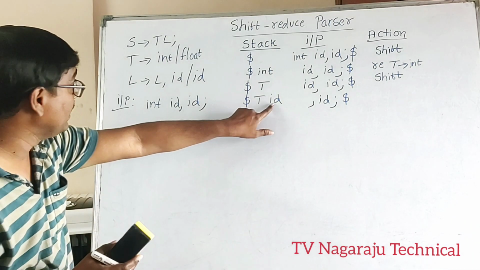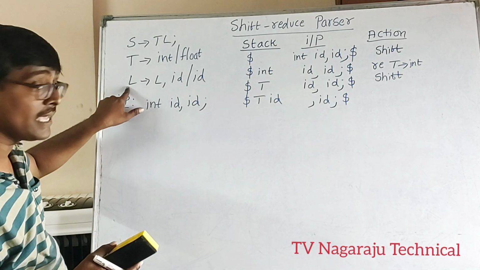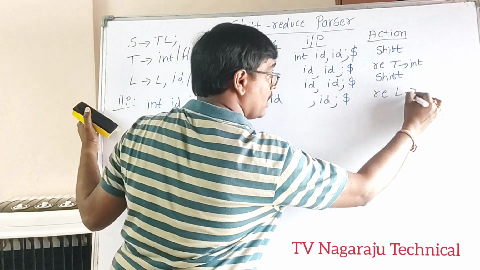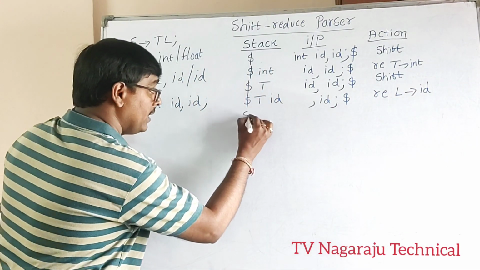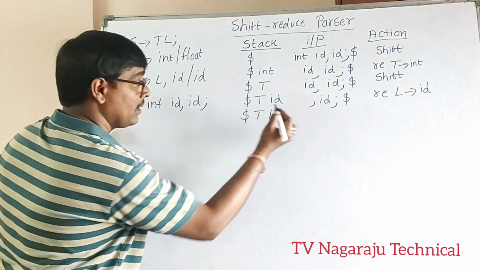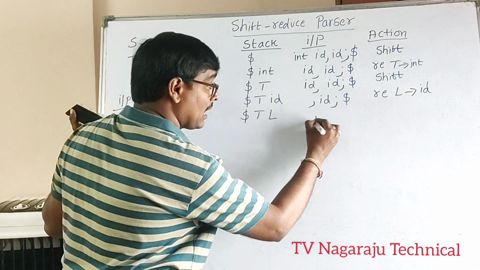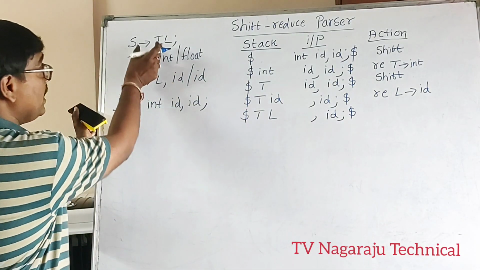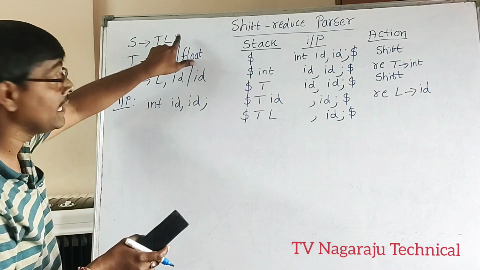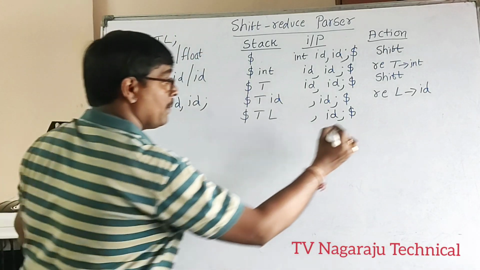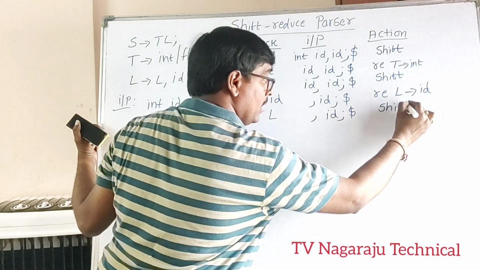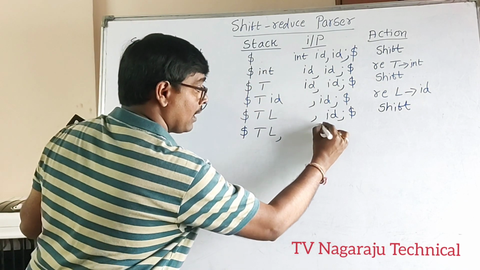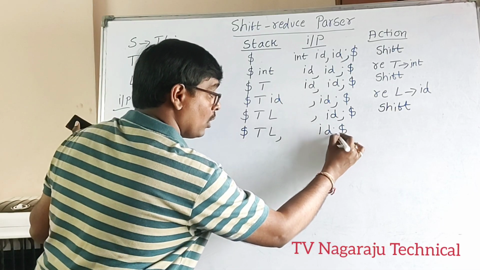Now id. Is id matched? Yes, id is reduced to L. I am doing the reduce operation: L tends to id. Now the stack is dollar TL, input comma id semicolon dollar. Now TL, is there any match? No. Observe here, it is TL semicolon, there is not a match. Simply we do the shift operation: dollar TL comma, input id semicolon dollar.